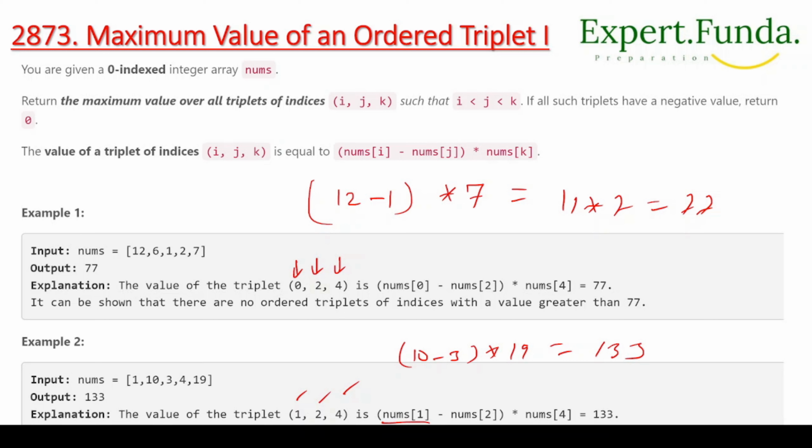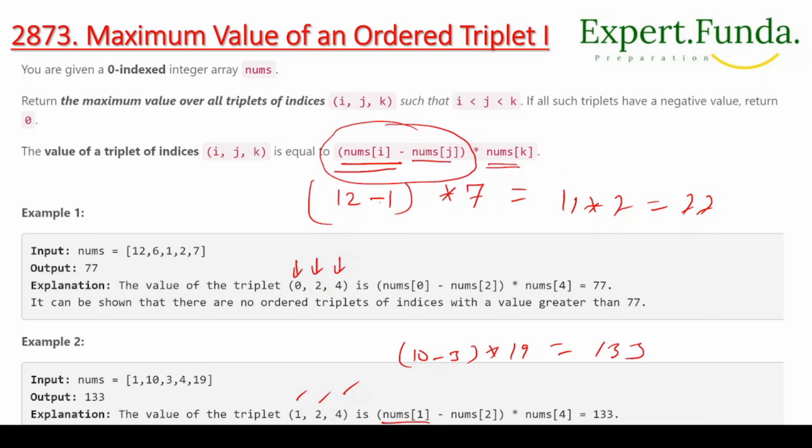Then only we can get what? Maximum value. Let's suppose if this nums will not be max value, right? This nums will not be max value. So after doing minus, reducing the nums at j, obviously this number will become smaller, right? If this number is smaller, it means any number we multiply with it will obviously become a smaller one, right?